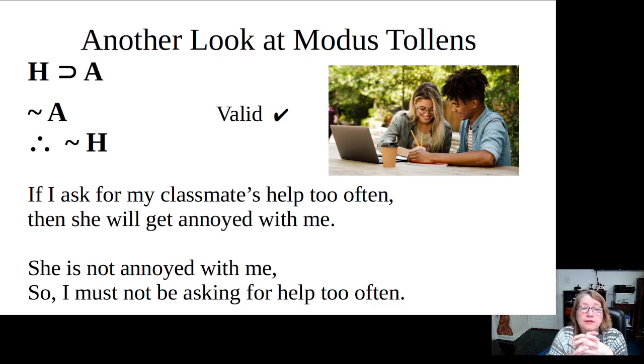If I ask for my classmate's help too often, that's the antecedent, then she will get annoyed with me. She is not annoyed with me, so I must not be asking for help too often. That's an example of a modus tollens.